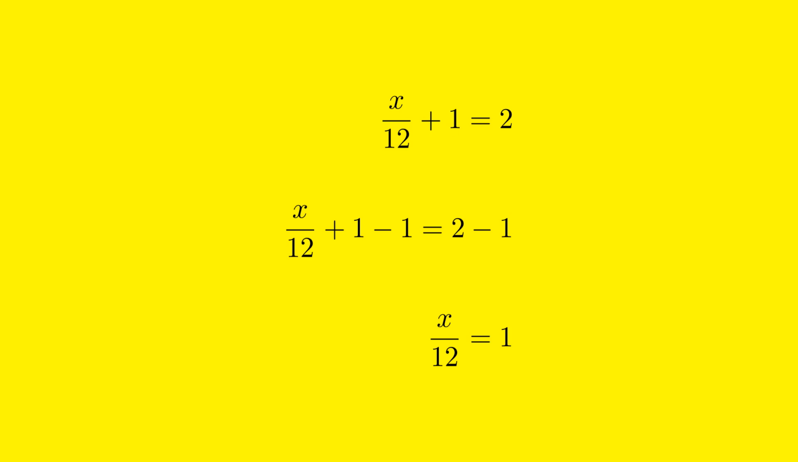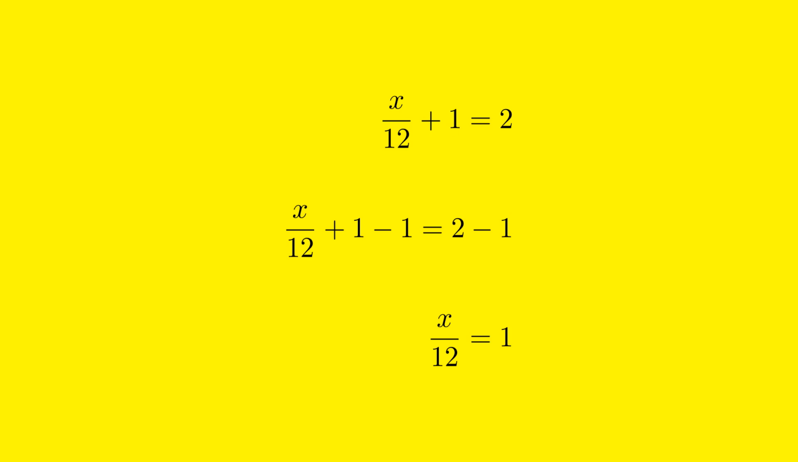So, we subtract 1 from both sides of the equation. This step alters the original equation as follows. The original is x divided by 12 plus 1 equals 2. When we subtract 1 from both sides, the plus 1 and minus 1 cancel each other out on the left side, which simplifies the left side to x divided by 12. On the right side of the equation, 2 minus 1 equals 1. Therefore, after subtracting 1 from both sides, the equation is now simplified to x divided by 12 equals 1.